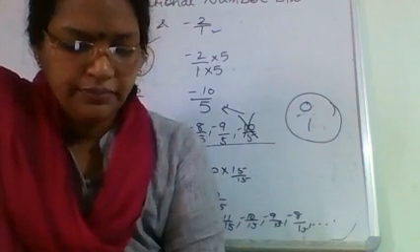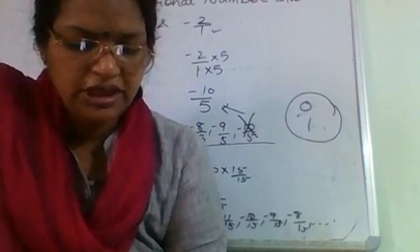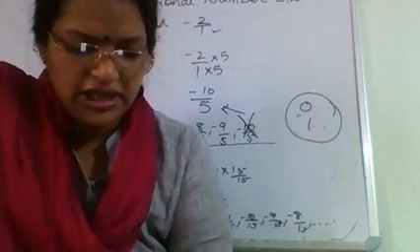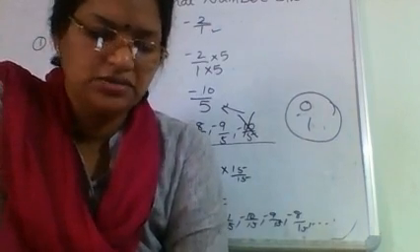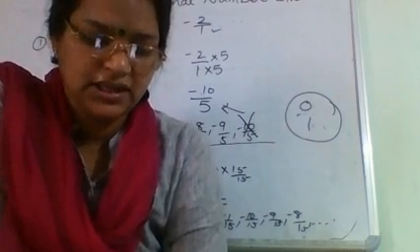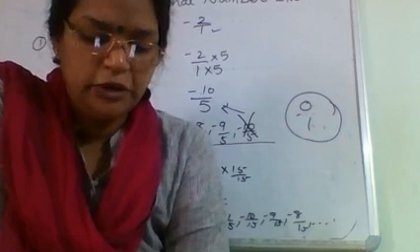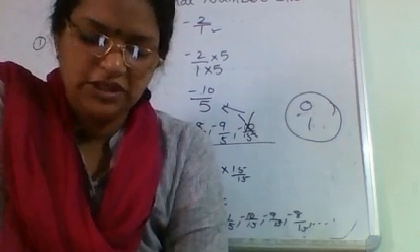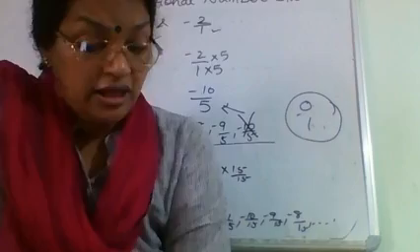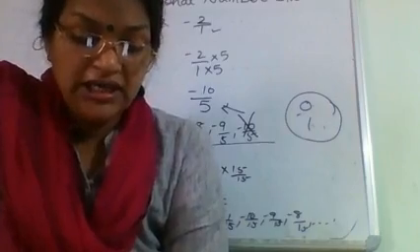Now, write down the numerator and denominator of each of the following rational numbers. 8 by 19, numerator 8, denominator 19. Numerator 5, denominator minus 8. Minus 13 by 15, numerator minus 13, denominator 15. Numerator minus 8, denominator minus 11. Fifth part, numerator 9 and denominator 1.